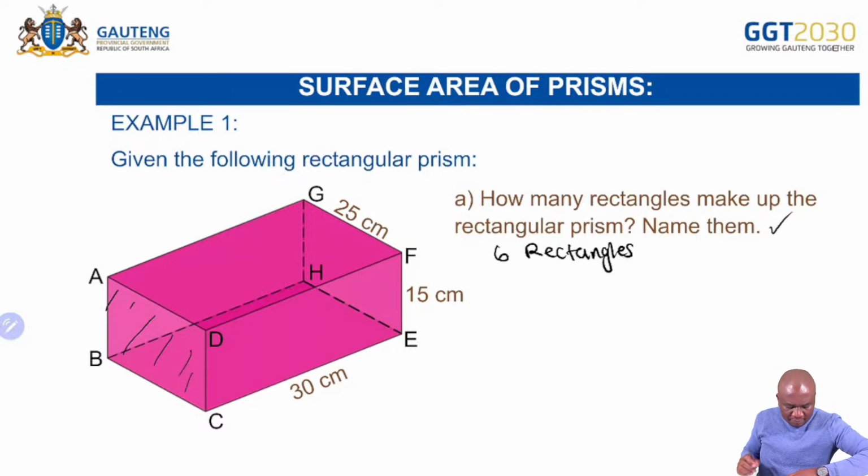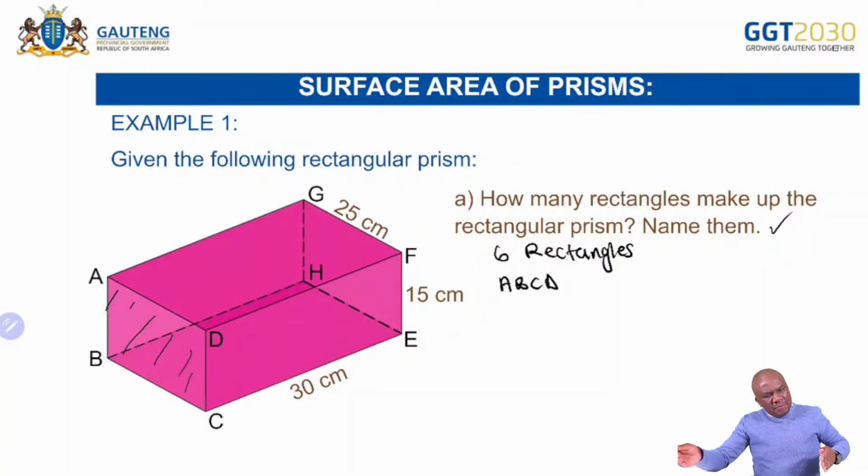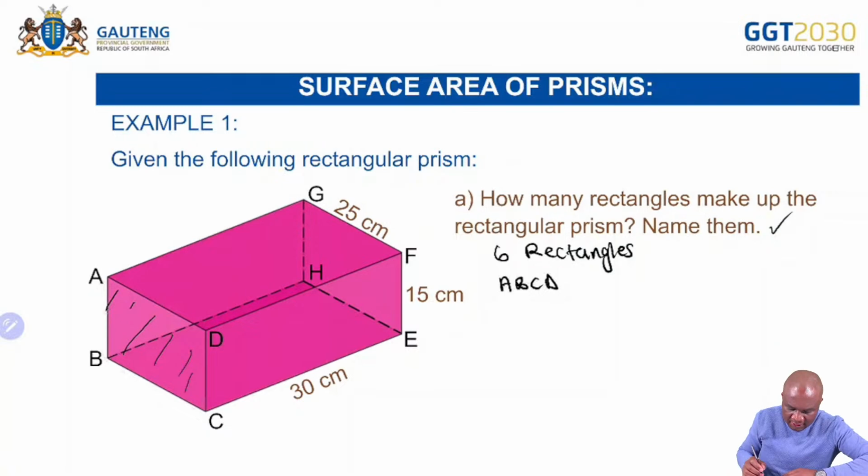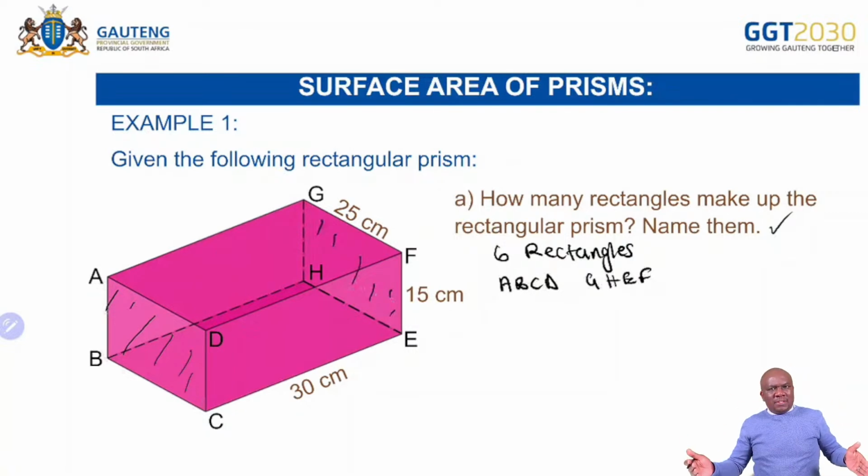Right? Let's name them. The first one is A, B, C, D. And then opposite A, B, C, D on the other side, the one which is congruent to A, B, C, D is G, H, E, F. This one. Okay? So the one on the left and the one on the right.